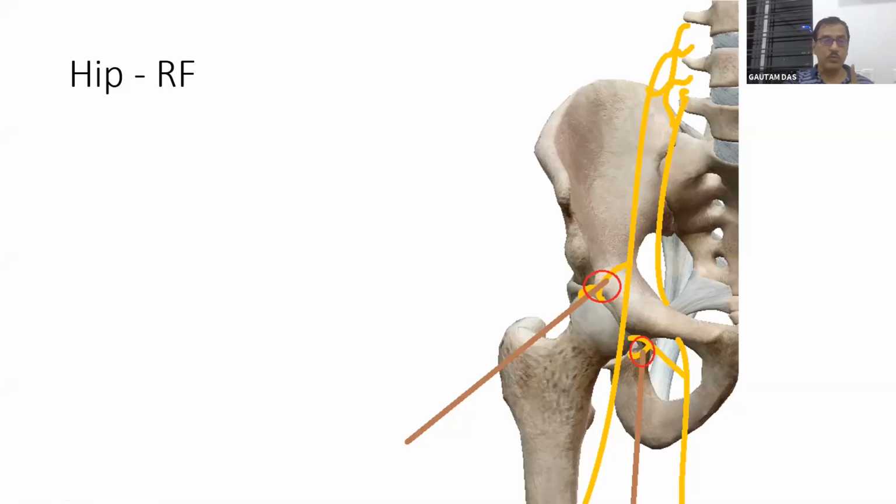And the sciatic nerve we normally do not target because it is very close, and even though it is supplying part of the hip joint, we still do not target the articular branches of the sciatic nerve. We only target the articular branches of the femoral nerve and the articular branches of the obturator nerve.